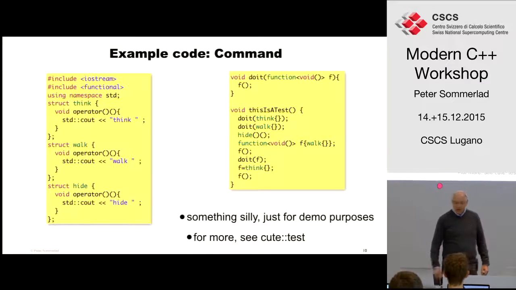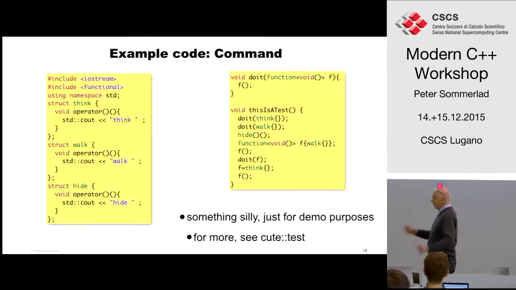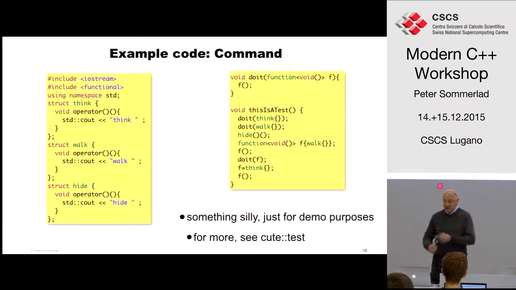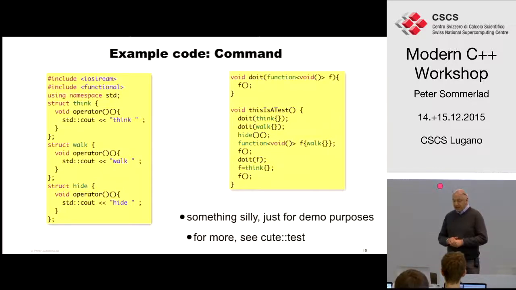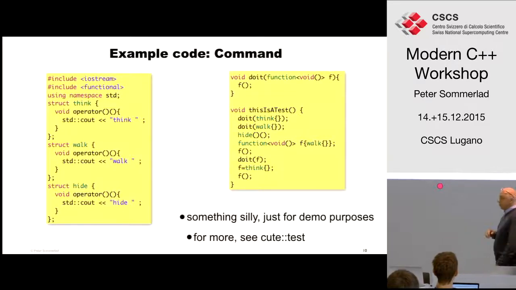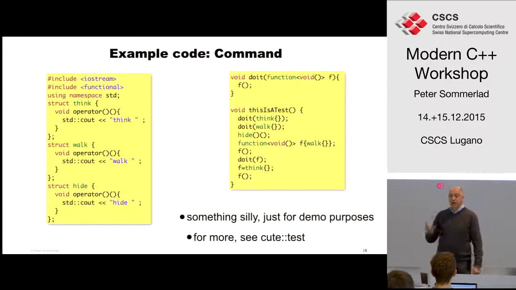Just to give you a very brief, very silly example, we have 3 classes, let's say, of a simple game or simulation: a class think, a class walk, and a class hide. Each of these overloads the call operator without taking any parameters. And as I told you, it's bad code. It's just a silly example. And then an execution function do it that takes a function object, std function, and just calls that function.